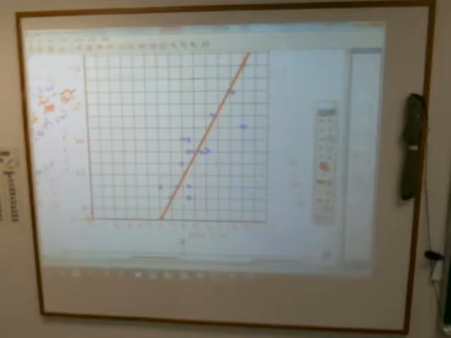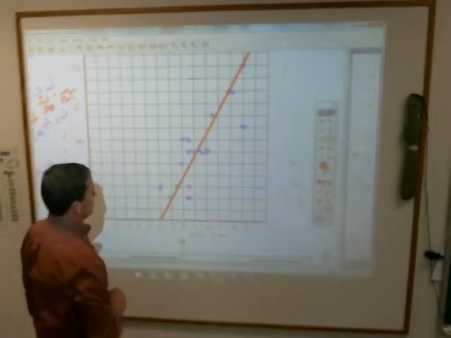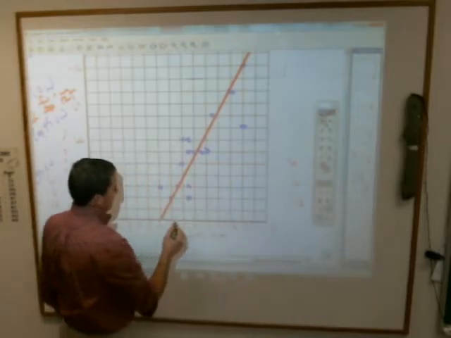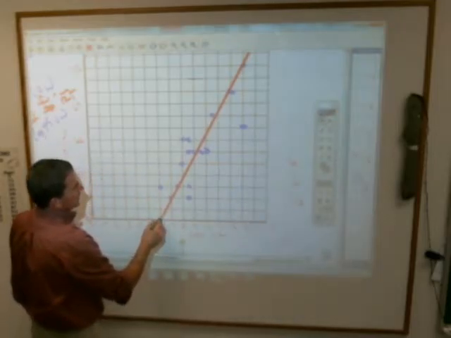Any thoughts on that? Would you move it one way or another? What are you thinking? No, we're not doing a proportional sort of thing. It doesn't have to go through 0. Would you go above that or below that? That kind of looks pretty good to me.